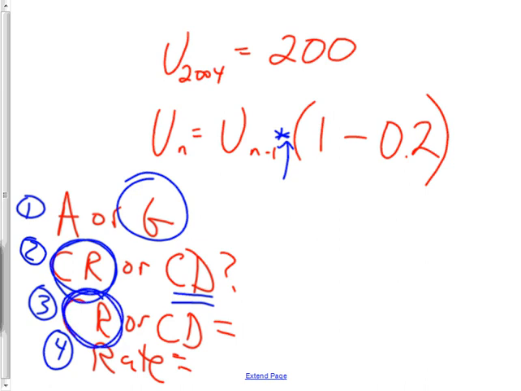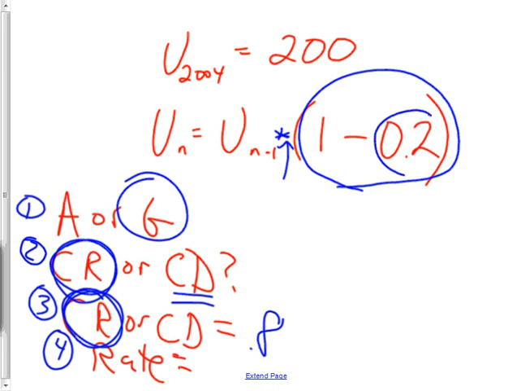And what is the common ratio? That is the whole thing right here. 1 minus 0.2, which is 0.8. And then the last part is the rate. And don't say 80%. The rate is not the whole thing. The rate is just this part. And if you said 20%, you were on track.